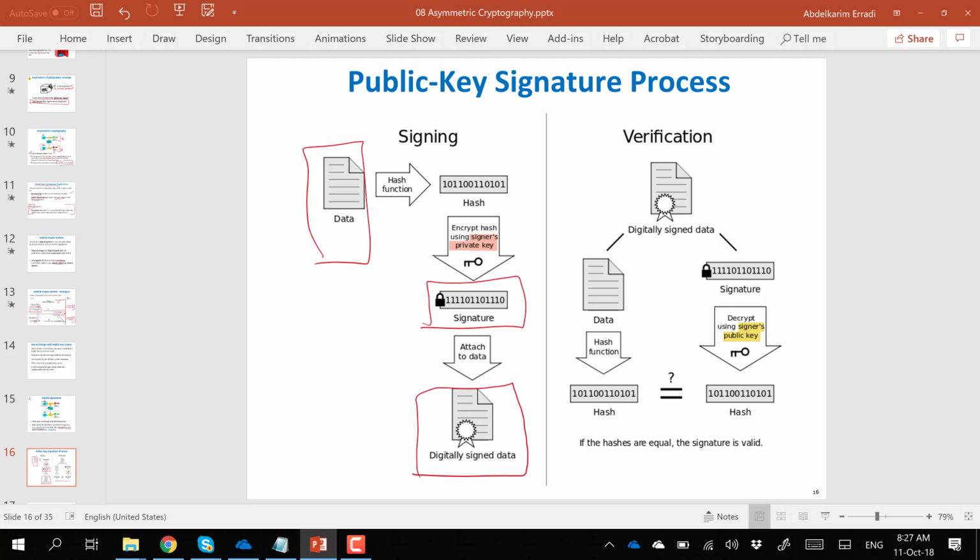Very simple process. On the recipient side, they will do what? They will do the verification process. First, they will get the data from the message, and they will pass it through the same hash function, and they will produce the hash. Then they'll take the signature attached with the message. Because it is encrypted, they will decrypt it using the public key. And then you will get the original hash, the plain text of the hash, and they compare the two hashes.